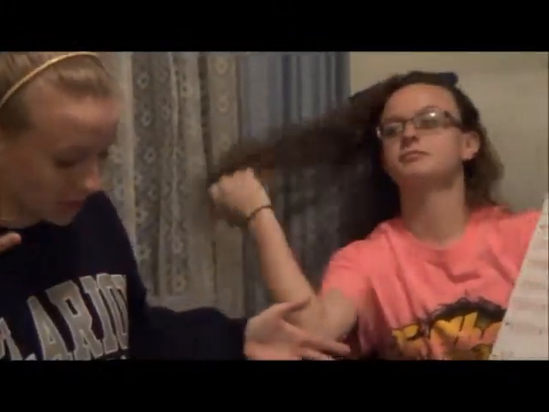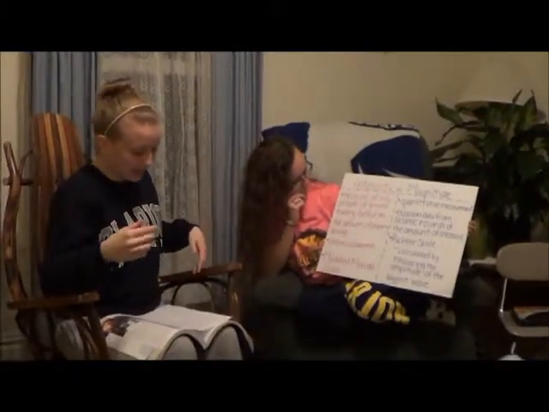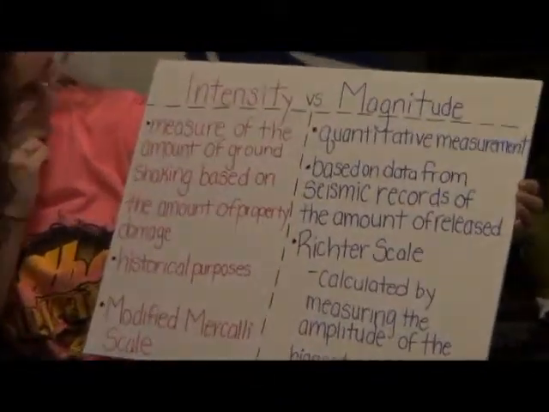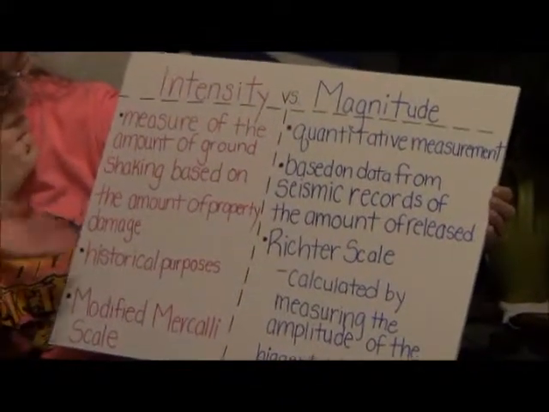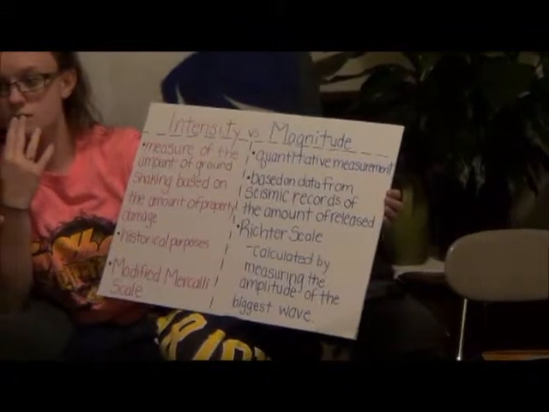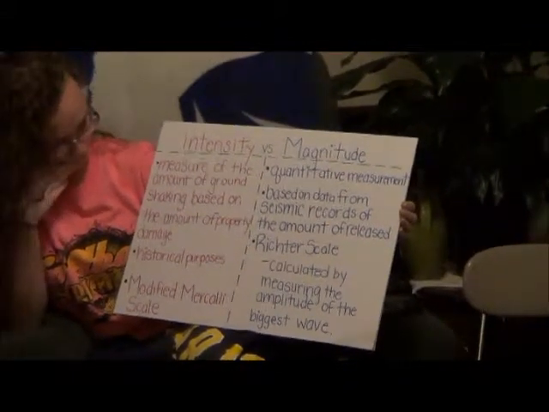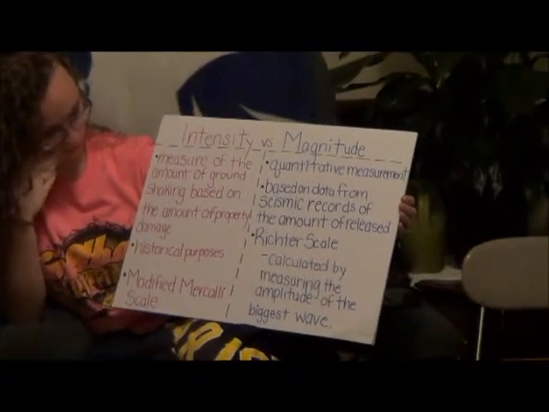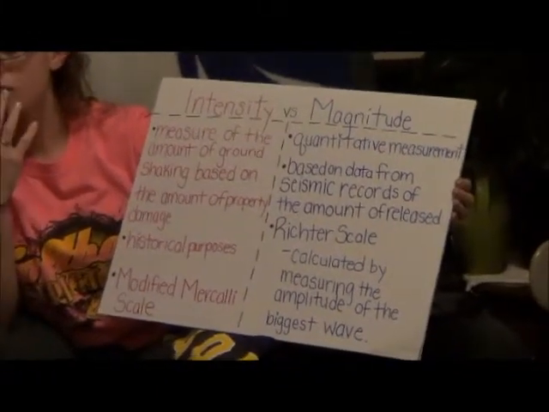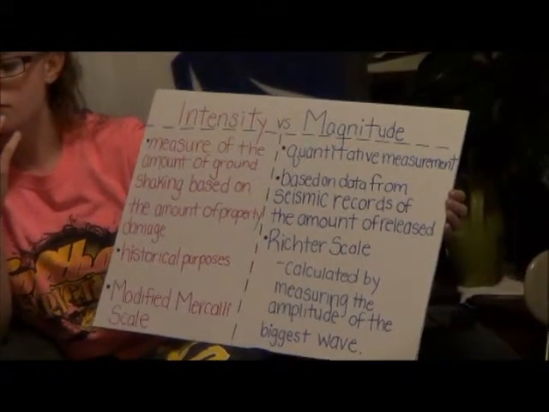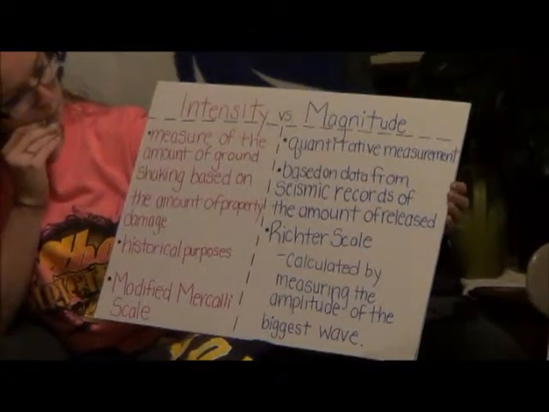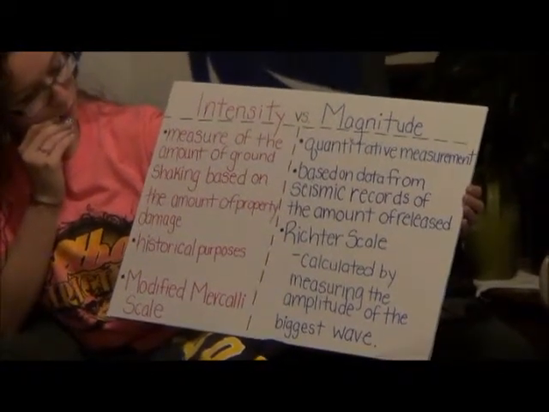They both are how we determine the strength of an earthquake. But intensity of an earthquake is the measure of the amount of ground shaking based on how much property damage was done. So it's more for historical purposes. Now, intensity is generally measured with the modified Mercalli scale, and magnitude is not. Because magnitude of an earthquake is a more quantitative measure based on data from seismic records of the amount of energy released in the earthquake. Magnitude is usually measured using the Richter scale, and this scale is calculated by measuring the amplitude of the biggest.